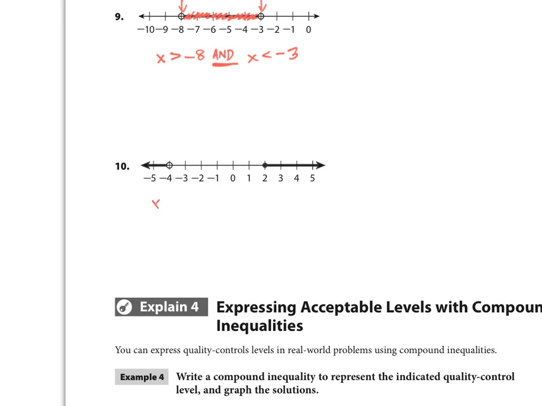So we're going to have x is less than -4 for that part. Then we're going to have x is greater than or equal to 2 on the right side. And it looks like they're combining these solutions together. They don't intersect in any way. So that means we're going to be using the word or to create our compound inequality.